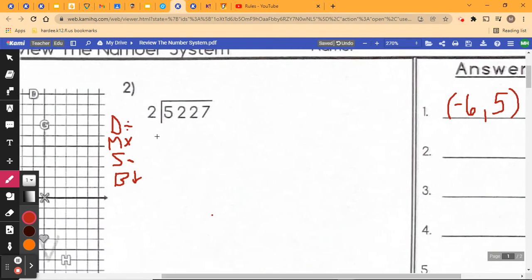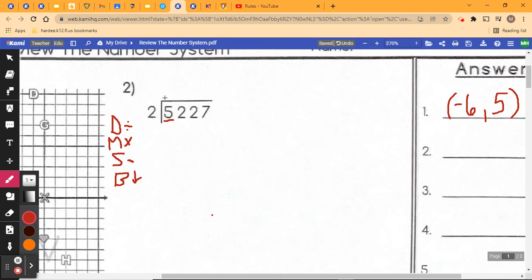Now number 2, you have to remember how to divide, long division. You divide, multiply, subtract, bring down. I always underline the first number and see if it's bigger than the divisor. So the dividend, the divisor, and we're going to find the quotient. So 5 is bigger than 2. If I have 5 cookies, I can divide them into 2 groups. How many in each group?